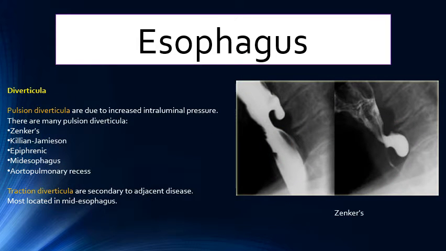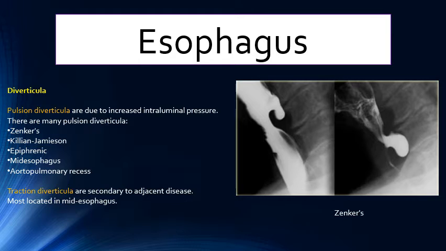Another pathology we'll speak about is the diverticulum. Diverticulum can occur in any part of the GIT. As regards the esophagus, we have two types of diverticulum. Diverticulum, by definition, is the outpouching of part of the wall of the esophagus. It may be a bulging diverticulum or a traction diverticulum.